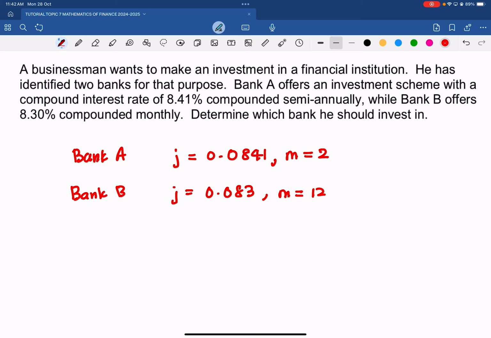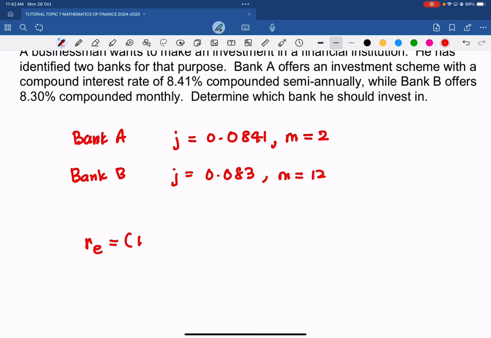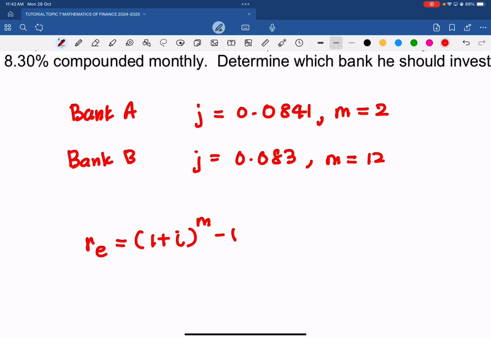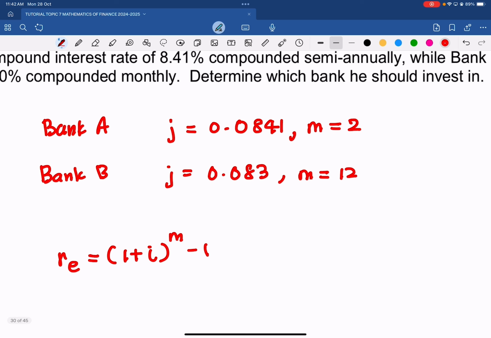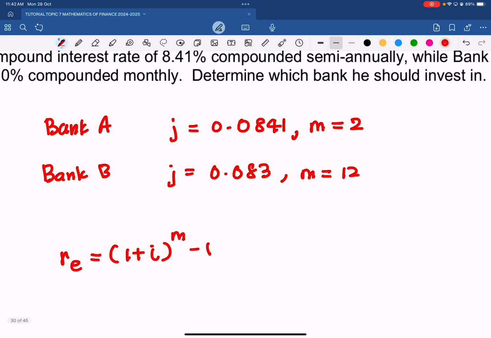Okay, so what do you want to compare in terms of? Effective rate. Okay, good. You can also use the formula S equals P(1 plus i) power n, that's fine. Okay, so use the effective rate. We want to look at the rate in a year between Bank A and Bank B. Since he wants to invest, we want to see which bank offers the highest interest rate.